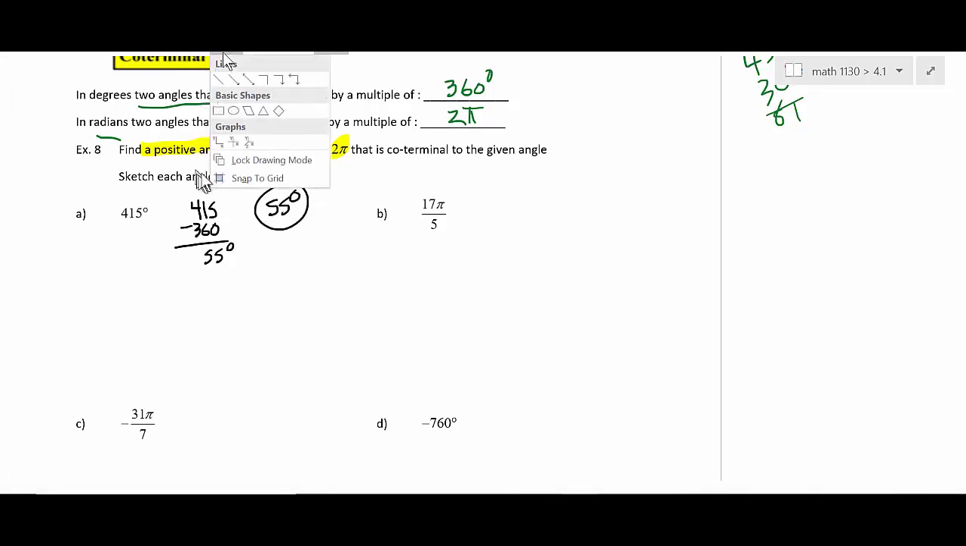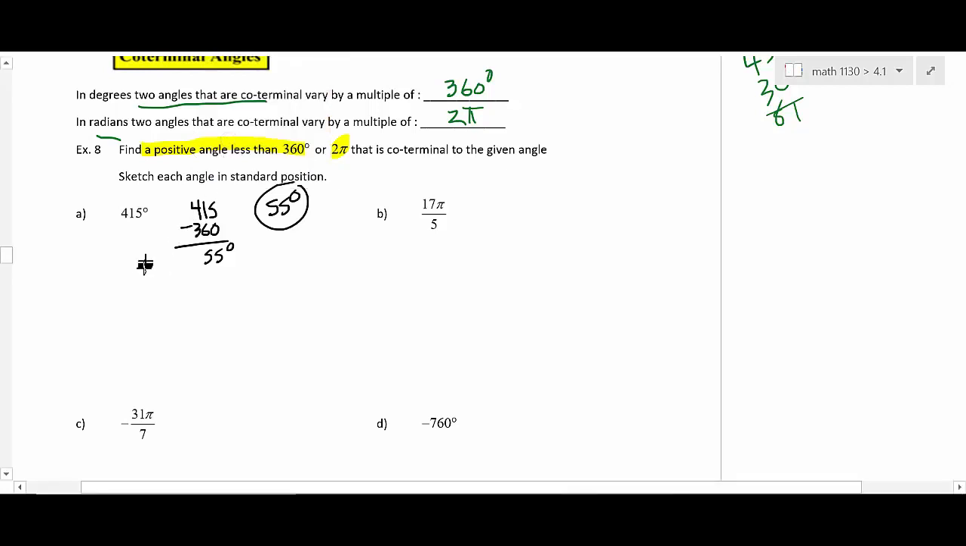Okay, I want you to do a sketch on this just to have a good idea what's going on. If you're in standard position, if you were to graph 415 degrees, what would you do? First, you would go counterclockwise, and you would do one lap, right? And then what? Then 55 more, right?